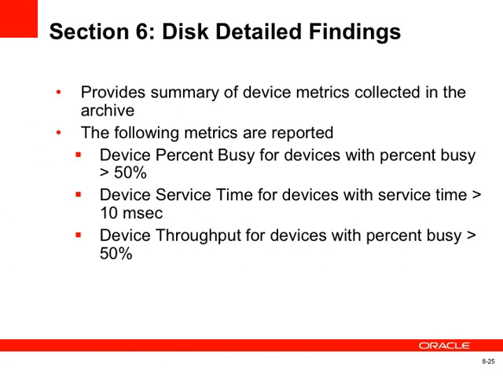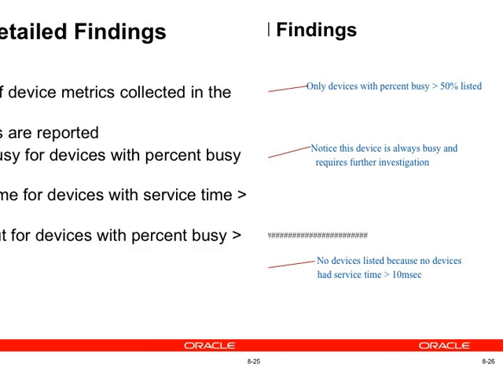The analyzer reports the following metrics with respect to disks. Again, the analyzer is focusing only on those devices which it considers problematic, so not all devices may be reported here. Percent busy for only those devices which are more than 50% busy are reported. Service time for those devices reporting a service time greater than 10 milliseconds are reported. Throughput for those devices which are more than 50% busy are reported.